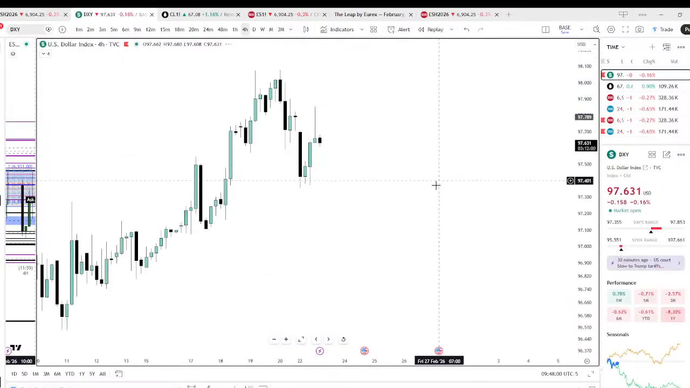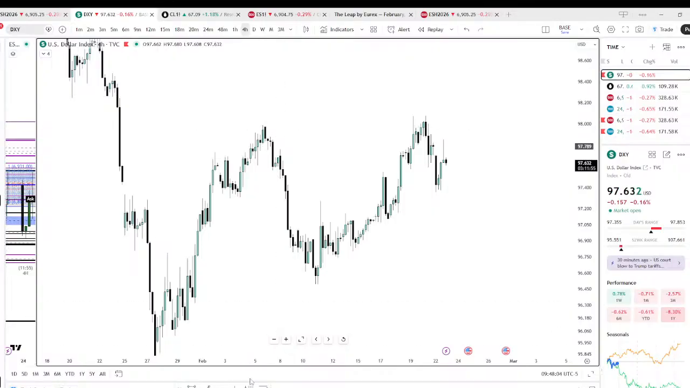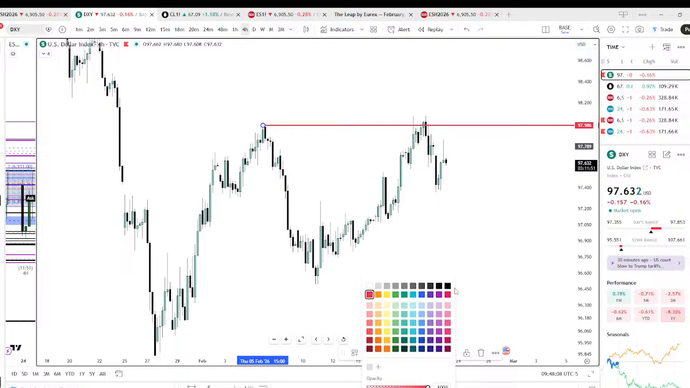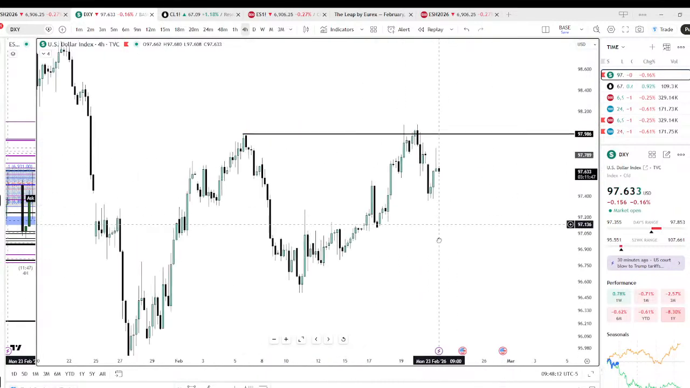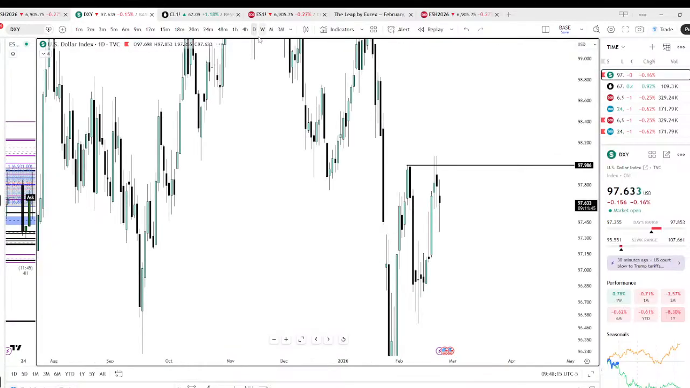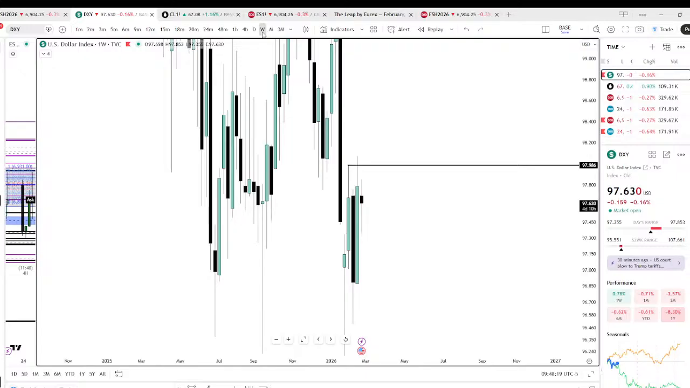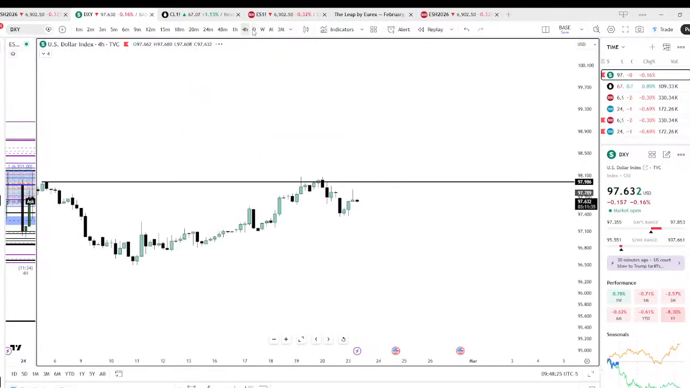Let's look over at the dollar. So since we took out this high and have moved back into the range, we're going to be looking lower. Last week we made the call for higher prices, and it was fairly accurate.